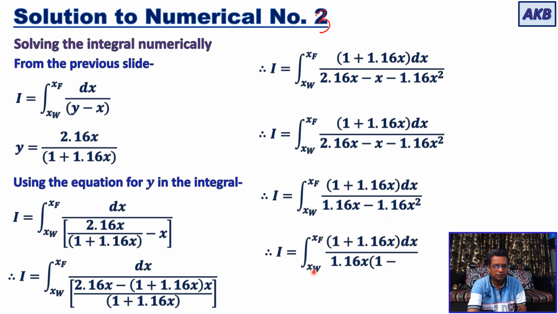Again, you can go one step further where you can take 1.16 common, so you have I is equal to the integration from xw to xf of 1 plus 1.16x dx divided by 1.16x into 1 minus x. So in this step, in the denominator, we have taken 1.16 as a common term. Okay, let us move further.